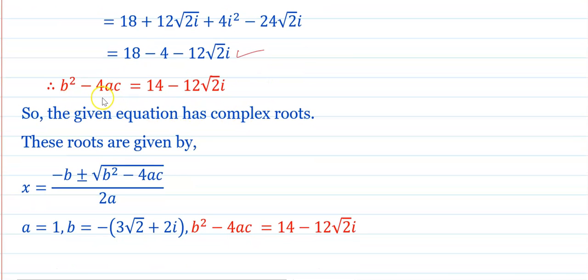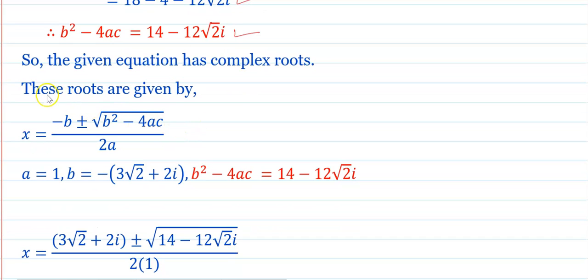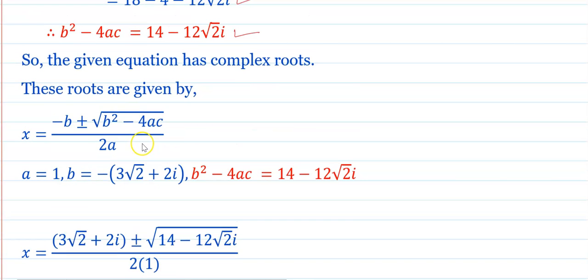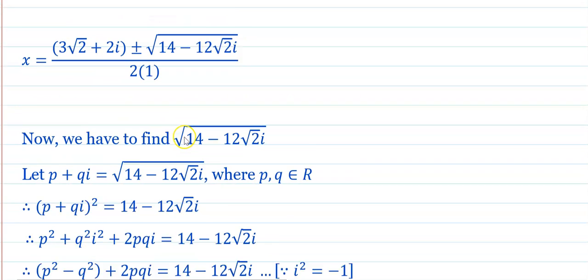म्हणजे काय तर b square minus 4ac ची व्हॅल्यू किती आली? 18 minus 4 you will get 14 minus 12 root 2i. This is the value. So the given equation has the complex roots. These roots are given by x is equals to minus b plus or minus in root of b square minus 4ac upon 2a. Okay. माहिती आहे the value आपण substitute करणार. What is that? The b square minus 4ac is 14 minus 12 root 2i.